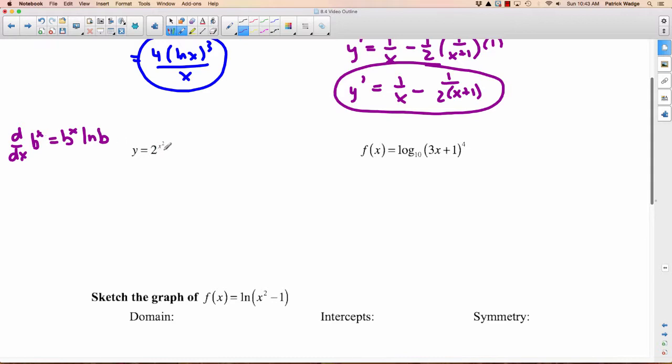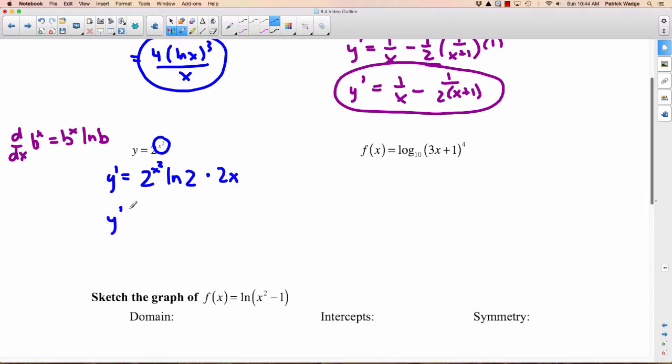So we actually have a chain rule here again. The outer function is 2 to the something. So how do we take the derivative of that? We follow what we did here. We have y prime equals 2 to the x, well remember in this case it's x squared, times the natural logarithm of b, which is 2. And then you have to multiply that by the derivative of the inner function, which is x squared. So the derivative of that is 2x.